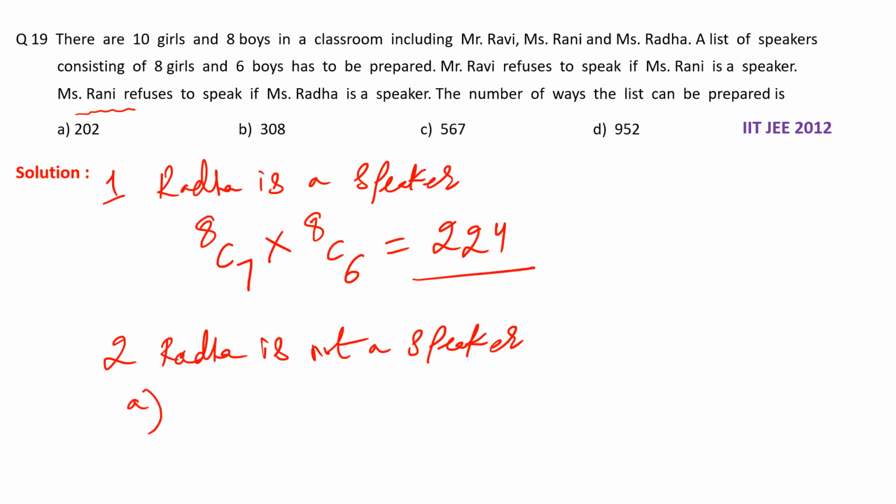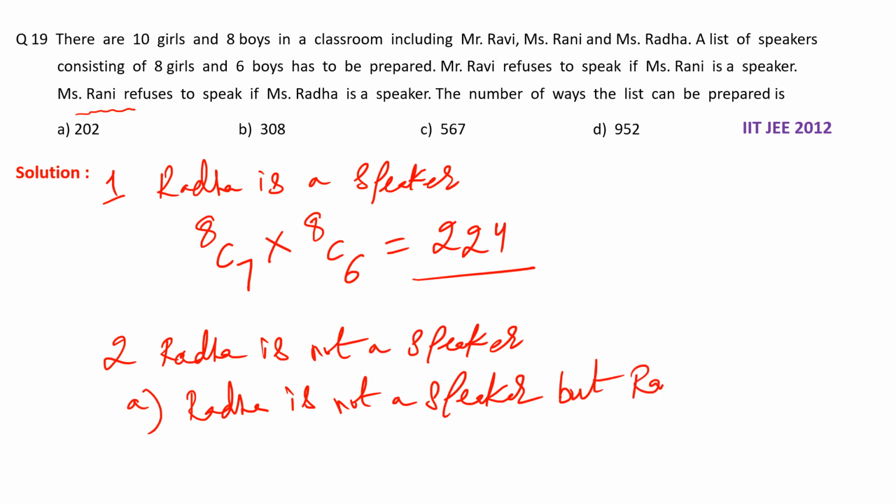Now when we consider the second case, when Radha is not a speaker, then there are 2 further sub cases in this particular case. And what are they? The first one is that when Radha is not a speaker, but Rani is a speaker. Now when Rani is a speaker and Radha is not a speaker, so that means now this time out of the remaining 8 girls, again we have to select 7. Why 7? Because this time we have included Rani but excluded Radha.